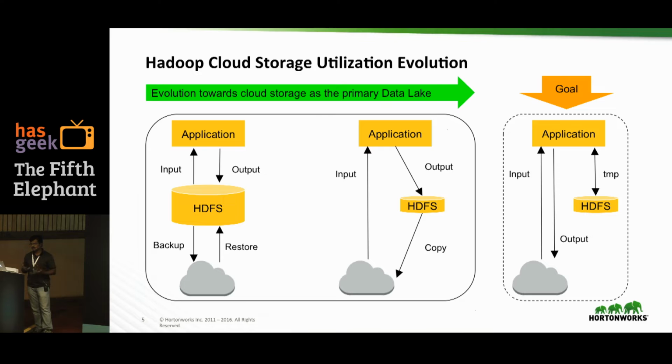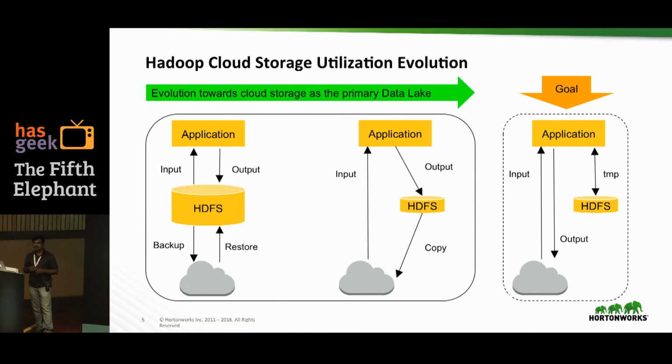The second integration pattern is moving a step closer to the cloud storage itself, wherein the application directly reads the data from the cloud storage itself, processes them, but the output is going to go through a two-hop approach, wherein the first hop is going to be writing onto HDFS, and at a later point in time, using a DistCP tool, it will be transferred from HDFS back to the cloud storage.